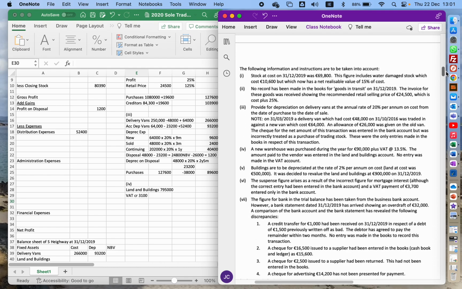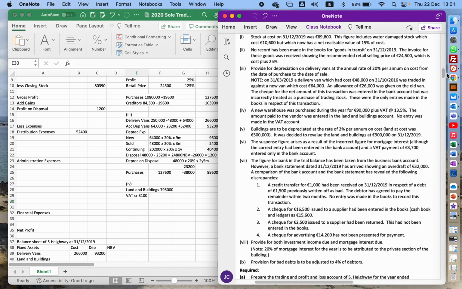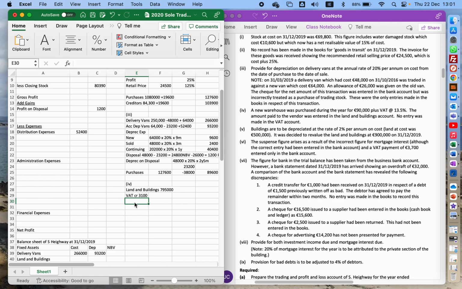To do note number 4 and note number 5 together, because they're both to do with building. So a new warehouse was purchased during the year for 90 plus the VAT of 13.5%. The amount paid was entered in whatever. Okay, so we need to work out what was put into the land and buildings account. Well, it was 90 grand plus 13.5%, so multiply that by 1.135. Okay, so that's the actual amount that went into the land and buildings and the VAT account.